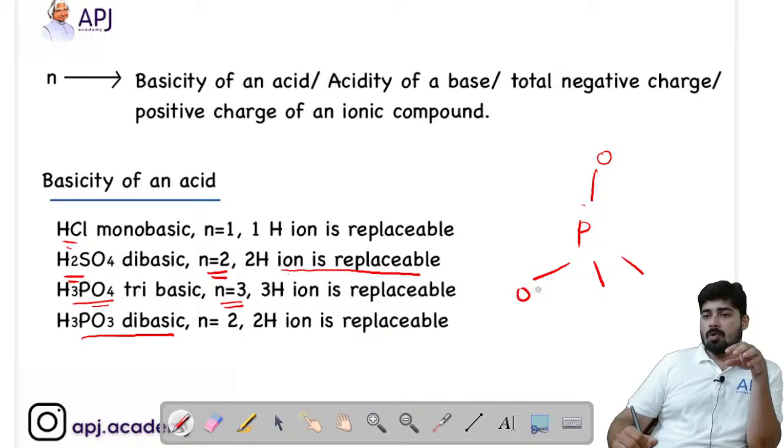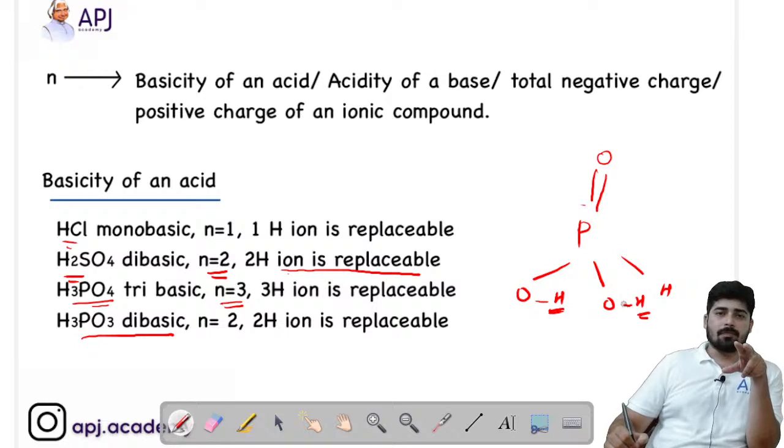O, O and O with H here, and H here. This will be double bonded O. Yes, this is the structure of H3PO3. Here this hydrogen and this hydrogen are acidic because they are attached to a more electronegative atom.